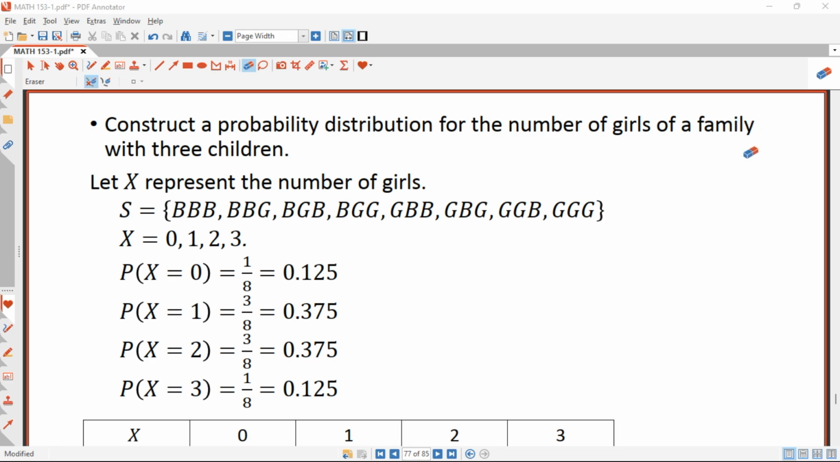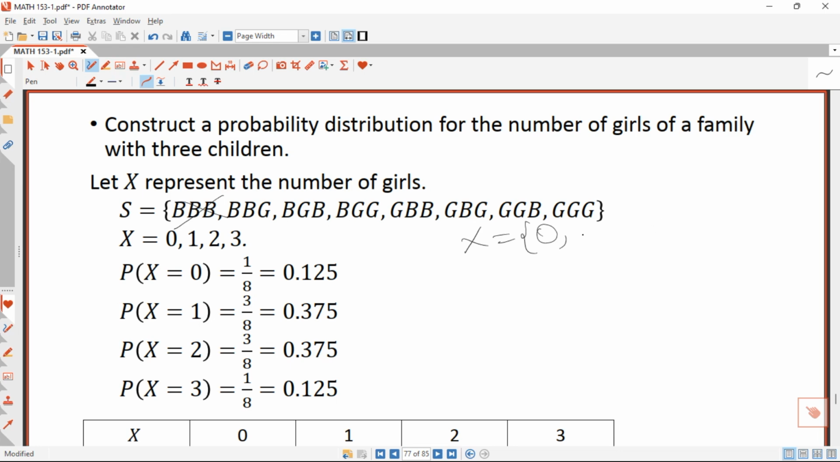So for the number of girls in a family, it means that we will get a family with 0 girls, so here we have BBB with 0 girls. We will get a family with 1 girl, as you can see here, and then a family with 2 girls, and we get a family with all 3 girls. So here our x can be equal to 0, because we have a pair that does not have a girl.